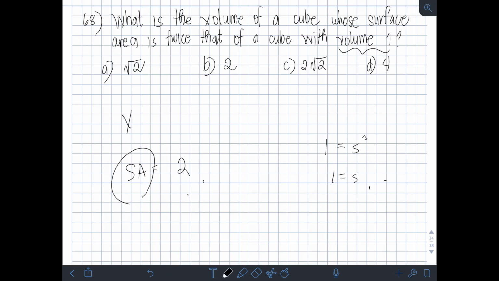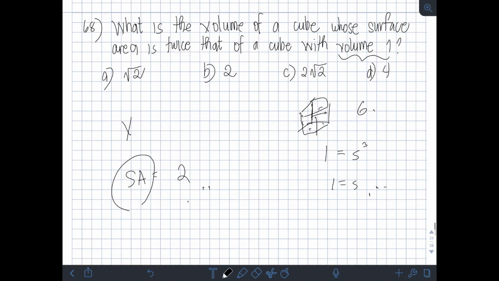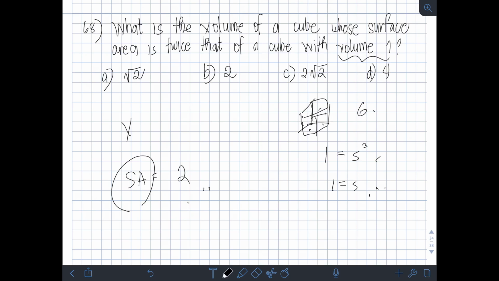So, twice daw yung surface area nung cube na hinahanap natin ng volume. Etong surface area nung cube natin na 'to na nakuha natin na may side na 1. So, ano bang formula ng surface area? 'Di ba sa cube, meron tayong ilang face? 1, 2, 3, 4, 5, 6. So, 6 times area ng isang face, which is s squared. So, dito, since 1 yung side niya, 1 squared is 1. So, 6 times 1 is 6.